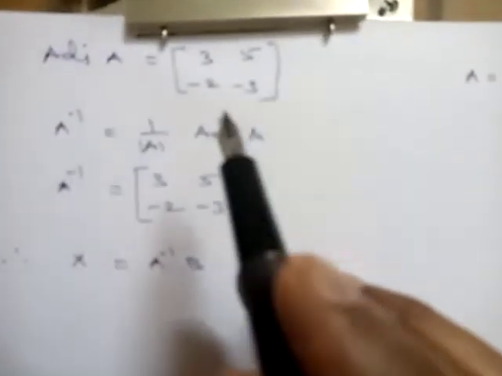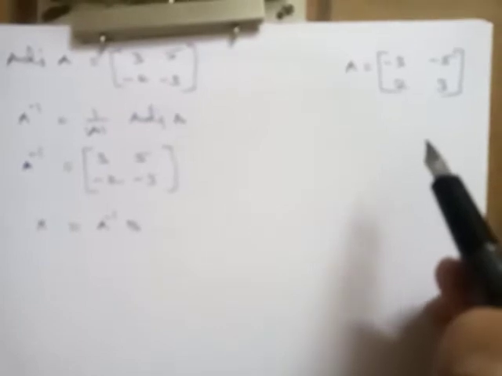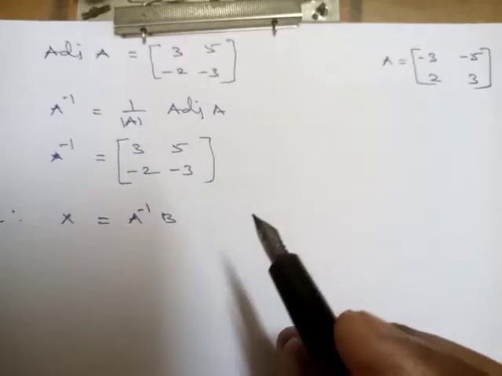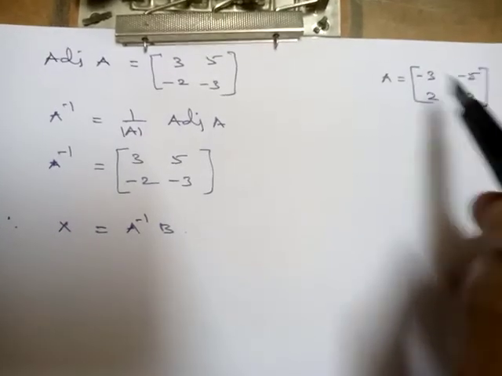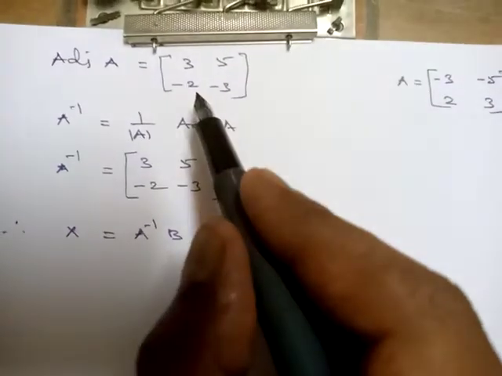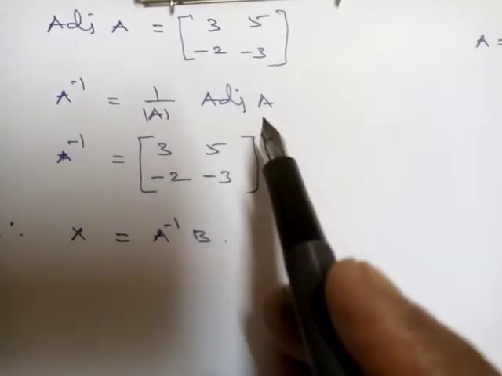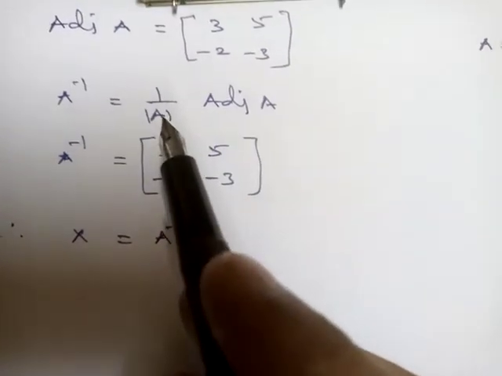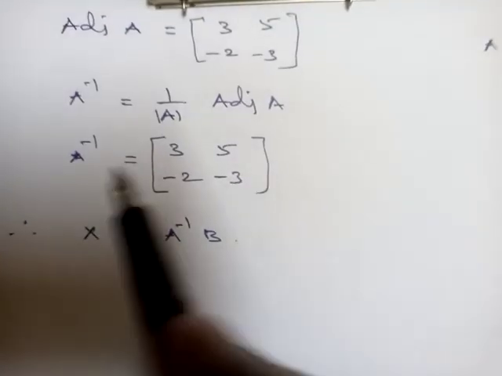The adjoint of A for a 2 by 2 matrix is very easy. A is given as minus 5 in the first row, minus 3, minus 5, and 2, 3 in the second row. Interchange the diagonal elements, minus 3 and 3, so interchange means 3 and minus 3. Here we have to change the sign: minus 5 becomes plus 5, 2 becomes minus 2. So this is the adjoint of A. And then we know the formula, A inverse is equal to 1 by determinant of A into adjoint of A. The determinant of A is 1, so 1 by 1 is the same 1. So the adjoint of A is equal to A inverse.